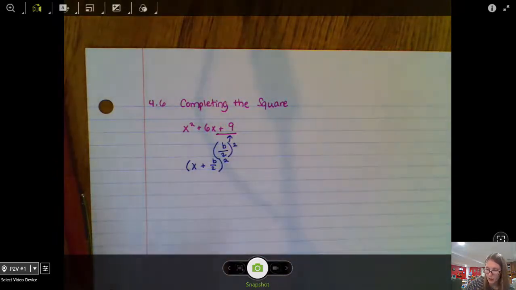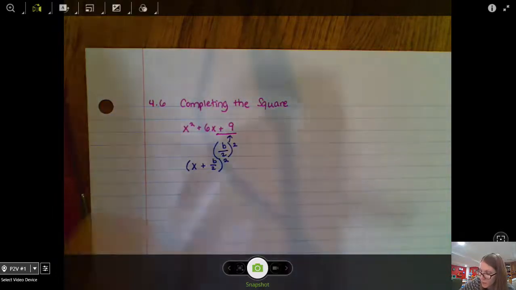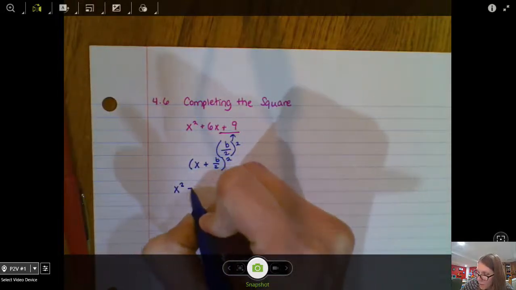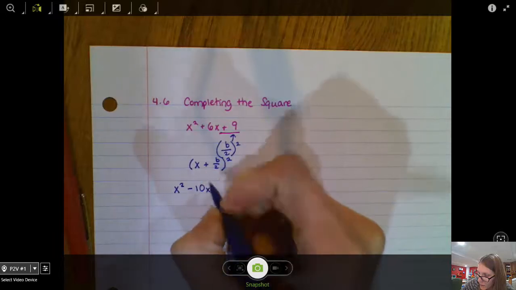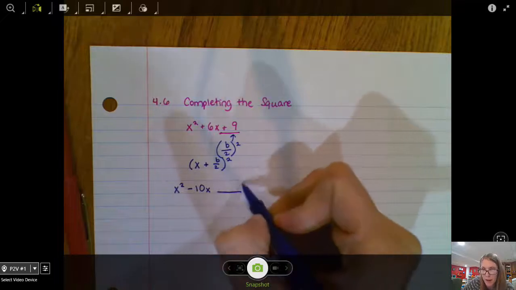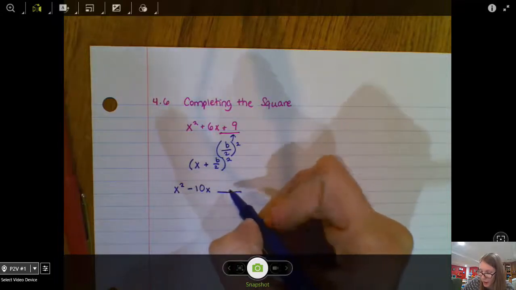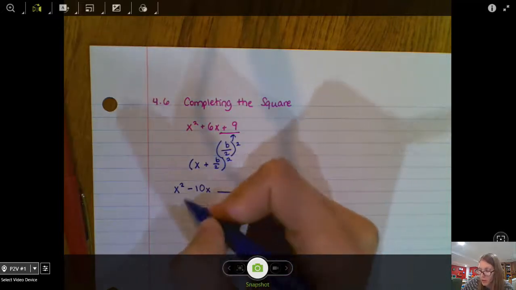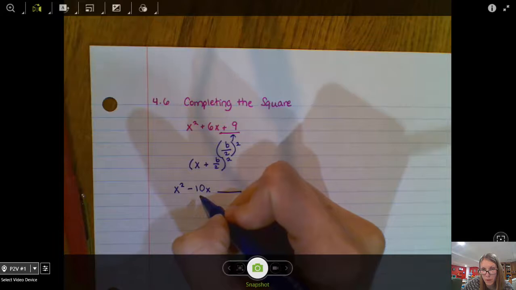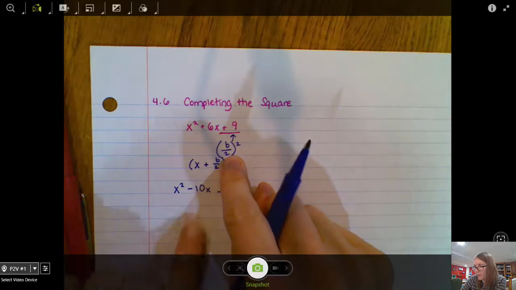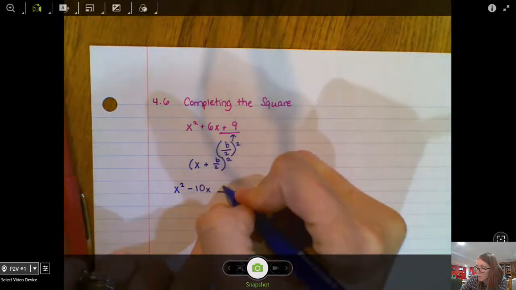Okay, so just as another quick example with completing the square, if I asked you to complete the square for x squared minus 10x, I'm really asking you, what number has to go here? To find out what number has to go here in order to make this a perfect square trinomial, I take my b value, which is negative 10, divided by 2, which would be negative 5, and square it, positive 25.